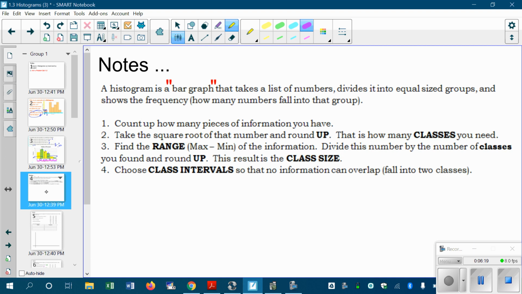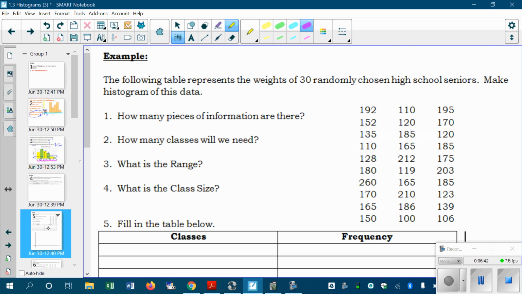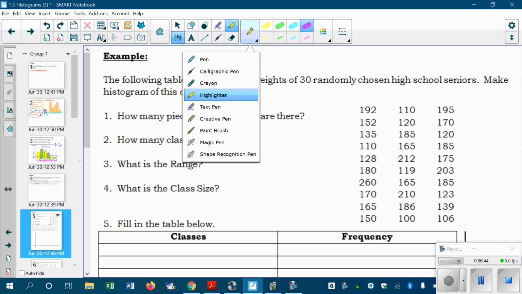Then you find the range. The range is where you take the highest value and subtract the lowest value. And you're going to divide it by how many bars you have, and then that's what you count by, right? You can count by 2s, you can count by 5s, you can count by 7s. So whatever number that is, you're going to count by that number, and then those will be your brackets, so to speak.